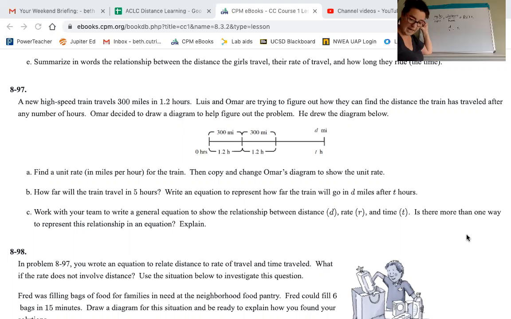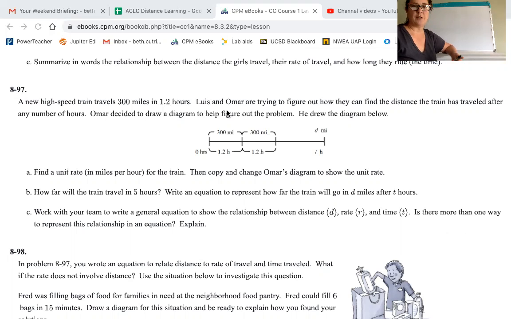Okay, well, we're getting a little tiny bit ahead of ourselves, just to bring you up to speed. So this problem has to do with a high-speed train that's traveling 300 miles in 1.2 hours. So 20% of an hour is 12 minutes. So 1 hour and 12 minutes.